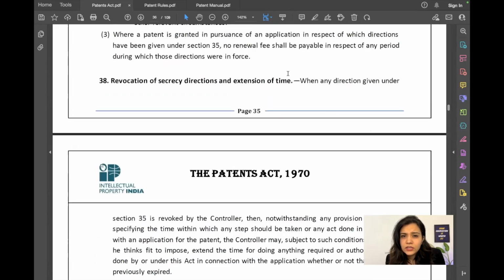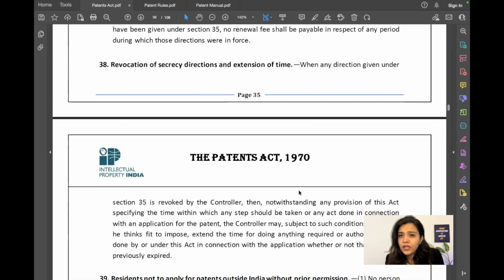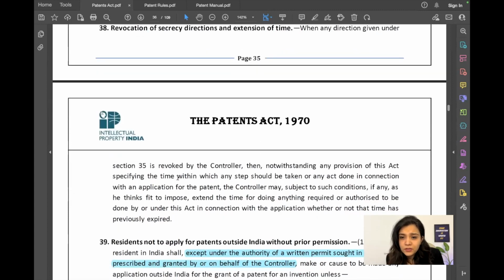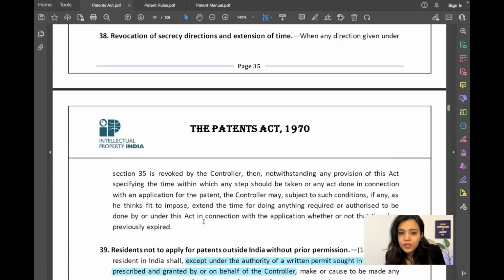So section 38 is about extension of time. Whenever any direction under section 35 is revoked by the controller, then notwithstanding any provision of this Act specifying the time within which any step should be taken or any act done in connection with the application for patent, the controller may, subject to such conditions if any as he thinks fit to impose, extend time for doing anything required or authorized to be done under this Act in connection with the application, whether or not that time has been previously expired.